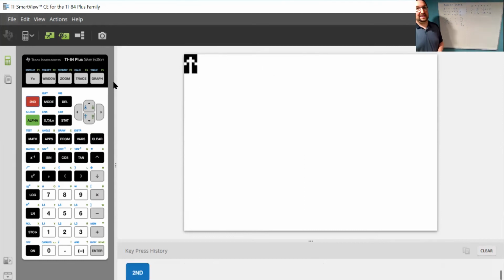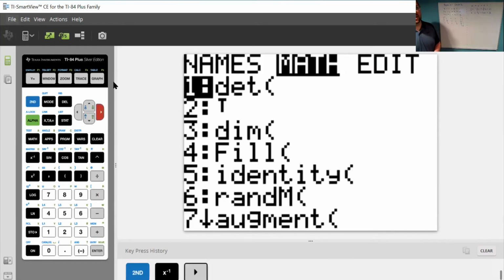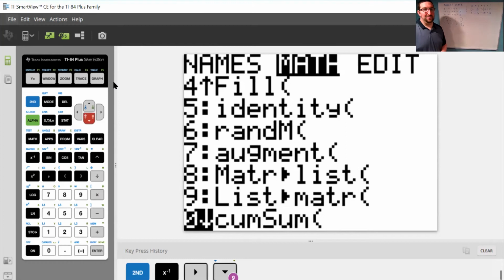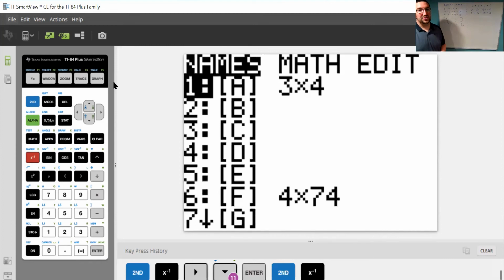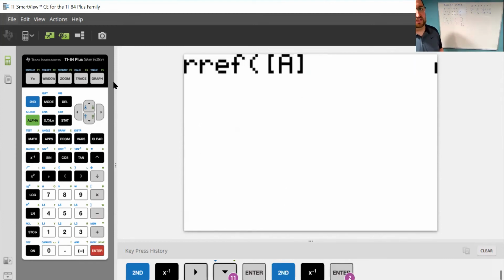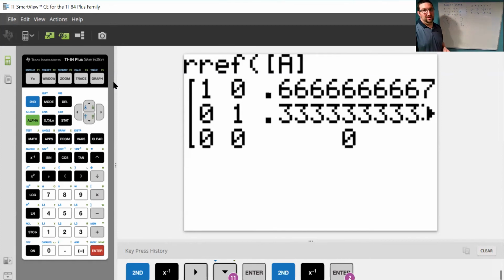You want to find second matrix, go to math, scroll all the way down to option B, and then we need to tell it to take the reduced row echelon form of matrix A that we entered in, and we hit enter. Okay, what we see here is, well, first of all, we're not going to see the full matrix on our calculators. If you have an 84, some of the newer calculators will show you the whole thing. I'm particularly using an 84 for those of you that don't have the newest calculator in front of them.